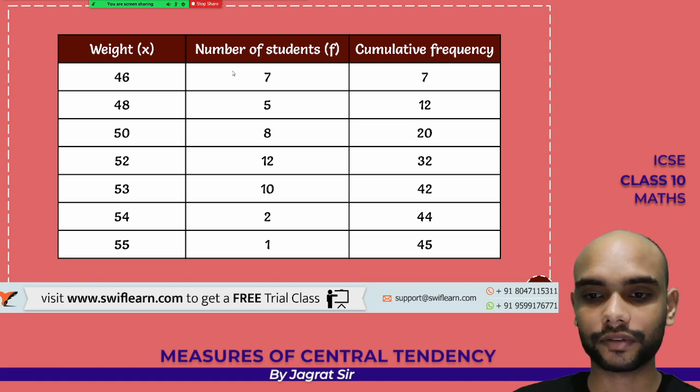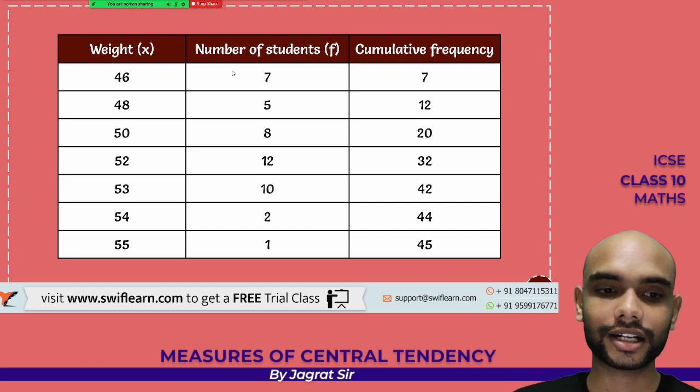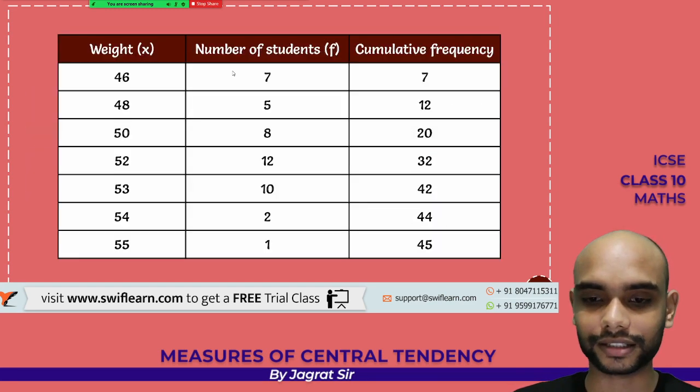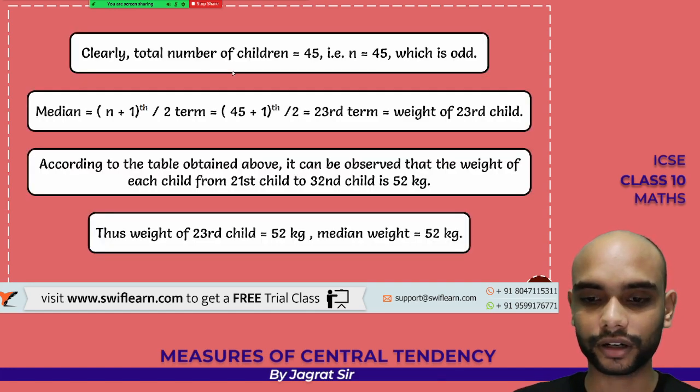Now where does 23 fall? 23 falls somewhere here, so 52 is your median. Just by seeing the table you can give the answer. N is 45, 45 plus 1 upon 2, that is 46, 46 upon 2, that is 23, and 23 falls in 52. So 52 is the median for this data.